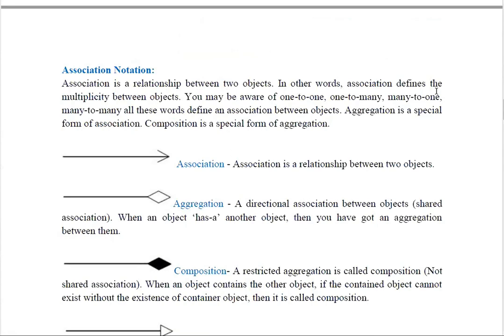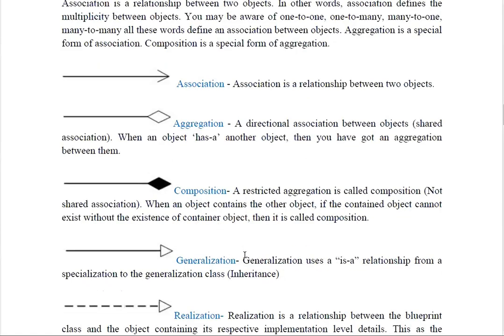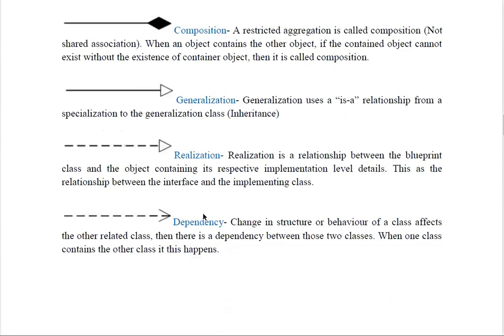In other words, association defines the multiplicity between the objects. You may be aware of one-to-one, one-to-many, many-to-many. Aggregation is a special form of association. Composition is a special form of aggregation. So various things they're explaining. By seeing this kind of notation: association, aggregation, composition, generalization, realization, dependency. So it is like this here.